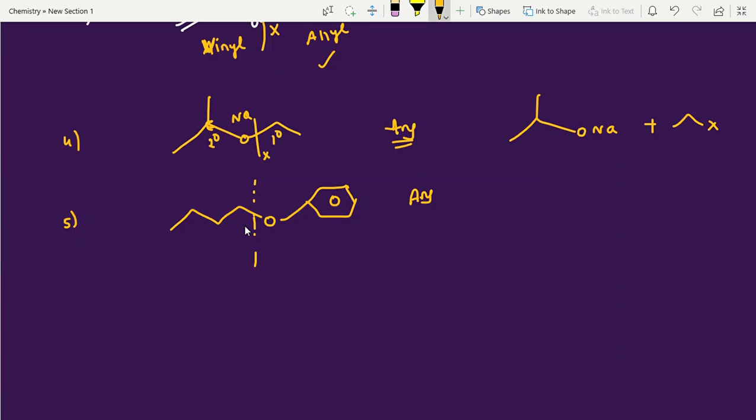Next, what is our answer? That's it. Here you can break, add X here, add Na. That's it. So can you write the answer, students? Yes. X plus, what is this? Benzene ring O minus Na plus. Like this. Clear? Clear? Now next question.